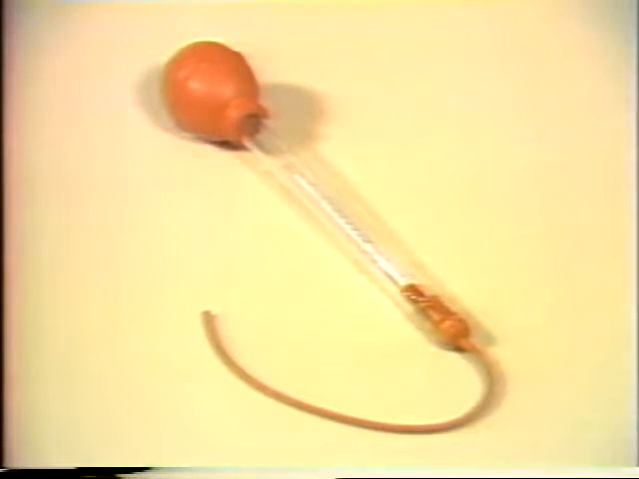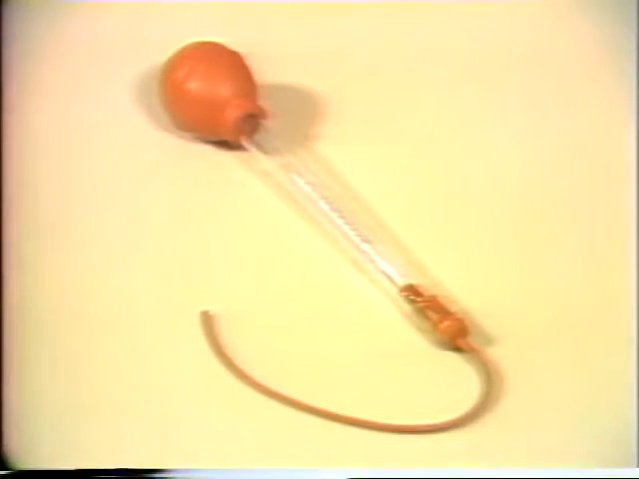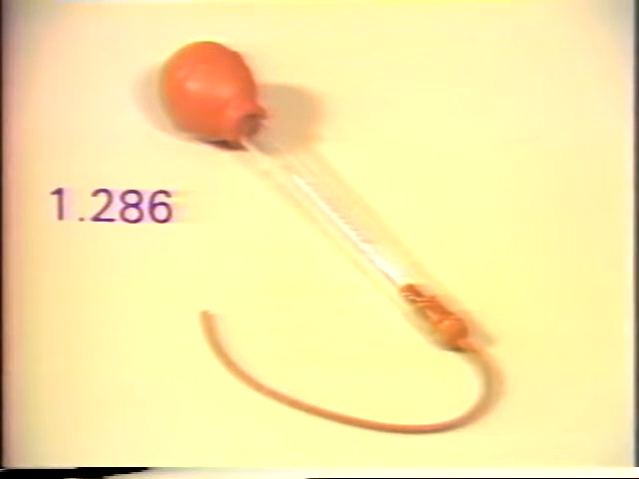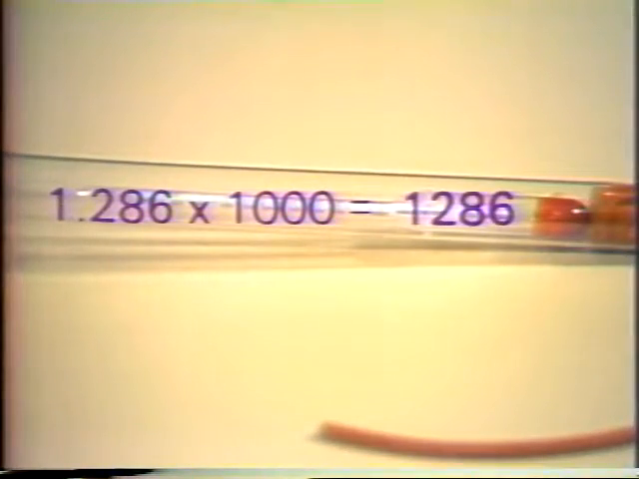On the job, specific gravity is measured using a hydrometer. A hydrometer is basically a syringe, a glass barrel with a rubber bulb on one end. Inside the glass barrel is a float. A hydrometer is usually accurate to 3 decimal places, so a typical reading might be 1.286. Since this many decimal points can be awkward to work with, it's customary to multiply the specific gravity by 1,000, so that 1.286 becomes 1,286.